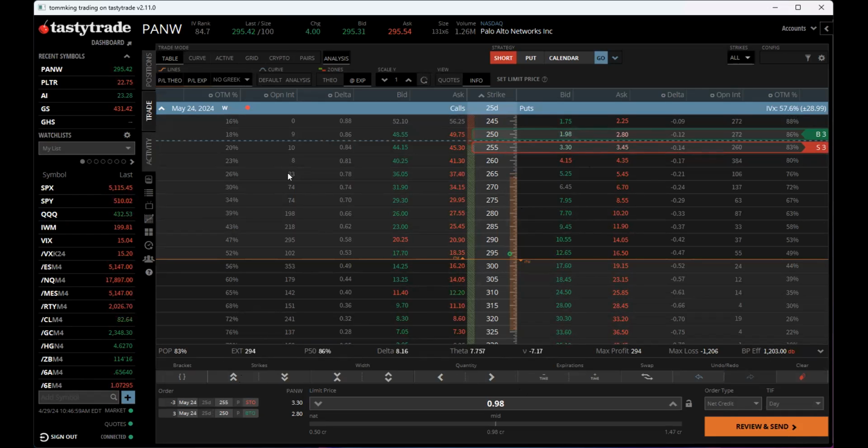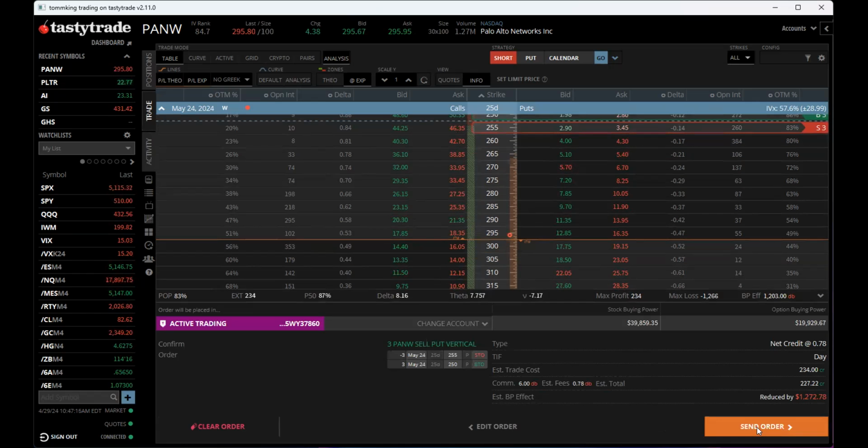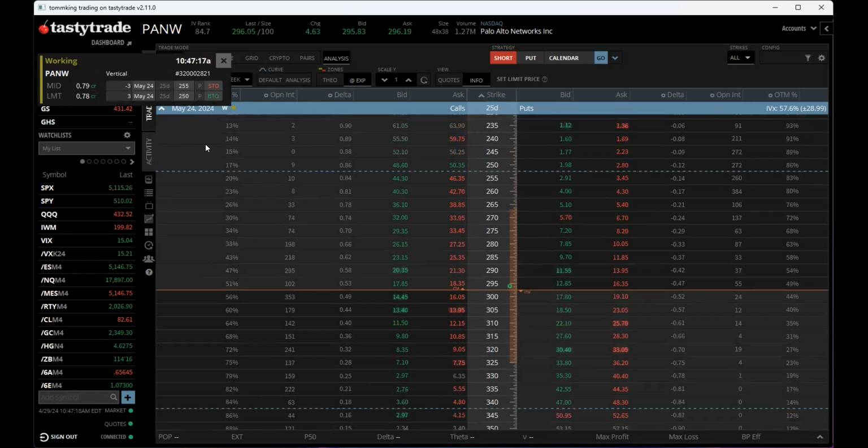All right, and I will size it properly on here. I will risk 5% of this account on a trade, which a 2x loss on this would be about $500. So let's see, $78. We'll put the trade on.